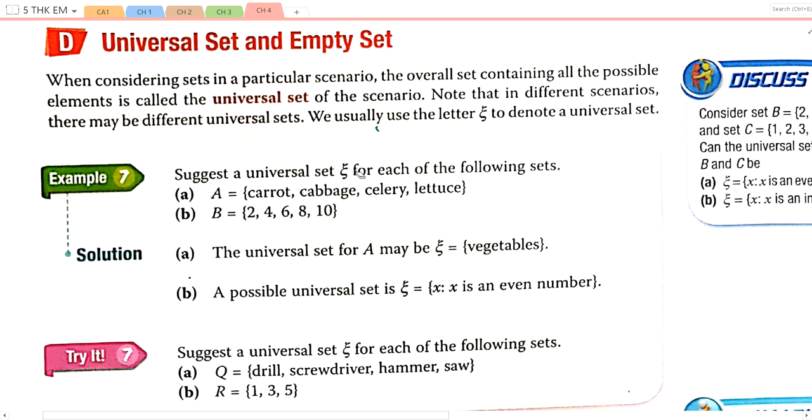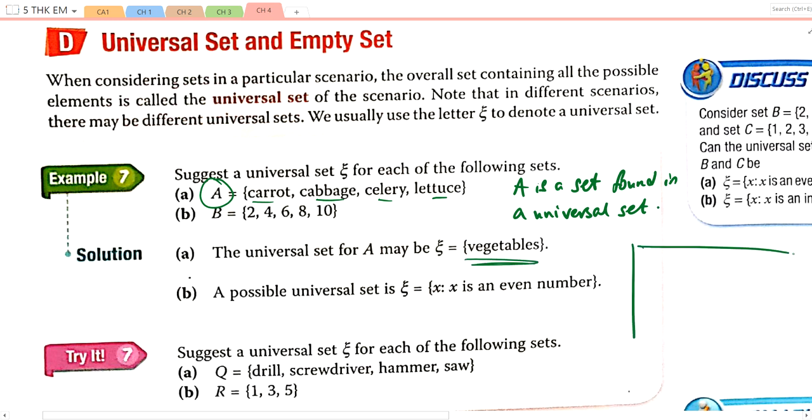Okay, in A we've got elements carrot, cabbage, celery, and lettuce. A is a set found in a universal set. And probably we can call the universal set for A vegetables. So in a Venn diagram, this is what it will look like. Universal set, this being A.